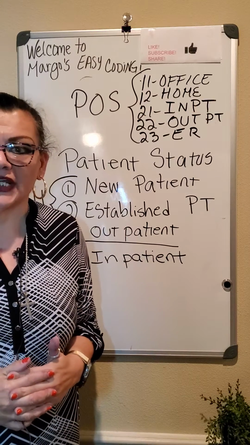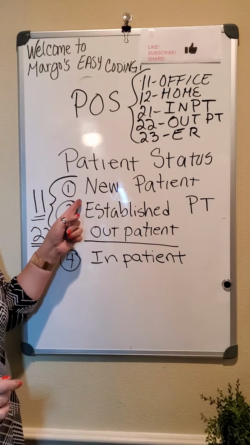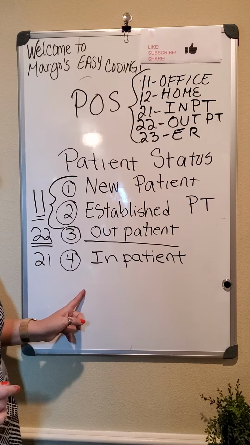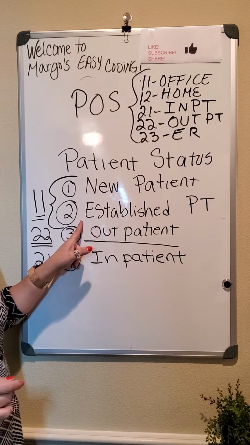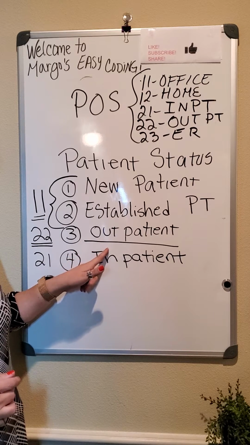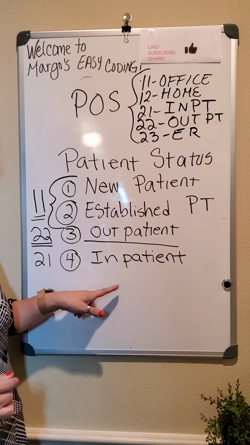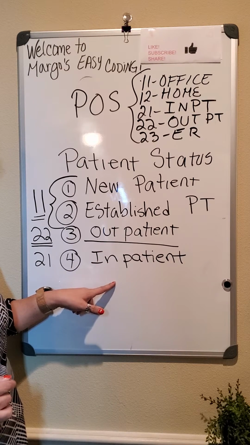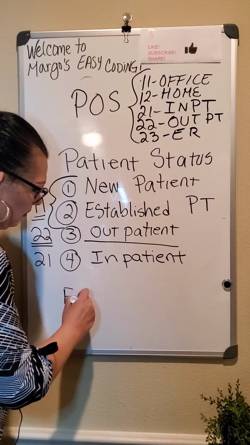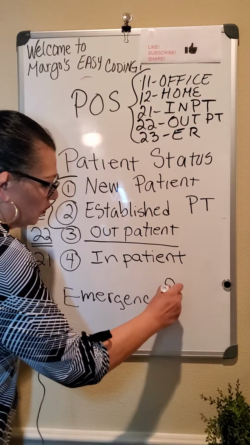We also learned today about 4 patient status: new, established, outpatient, inpatient. New and established place of service is always 11. Outpatient place of service is always 22. Inpatient place of service is always 21. And emergency is always place of service 23.